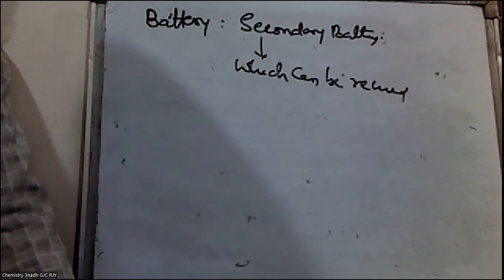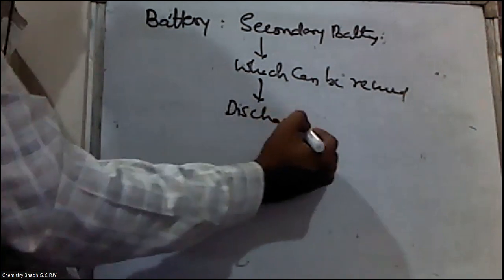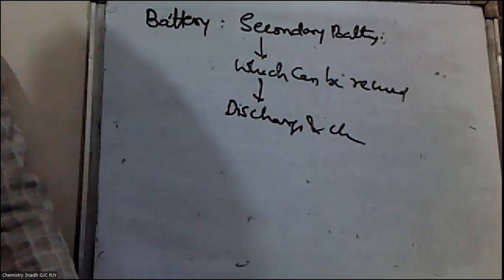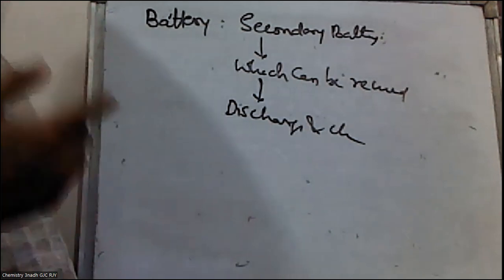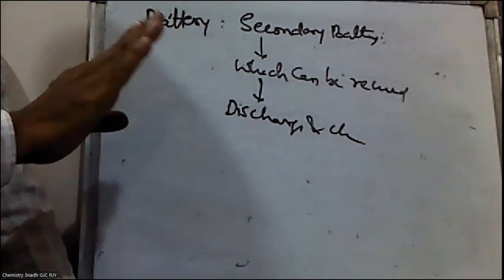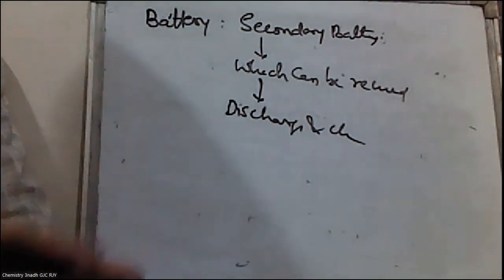This secondary battery undergoes a large number of discharging and charging cycles. For example, our cell phone battery is a secondary battery. We use it, it discharges, then we put it on charging and it gets charged again. So a secondary battery is one which can be reused, meaning it undergoes a large number of charging and discharging cycles.